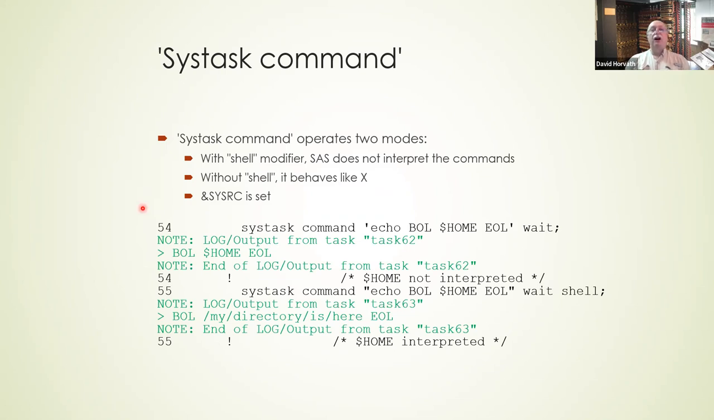Systask operates in two modes. With the shell modifier, SAS does not interpret the commands. It takes whatever string you give and it passes it to the shell. It says, shell, I don't know what this is, you figure it out. Without the shell, it behaves like X command. It will interpret the data itself and not allow the shell to do interpretations.